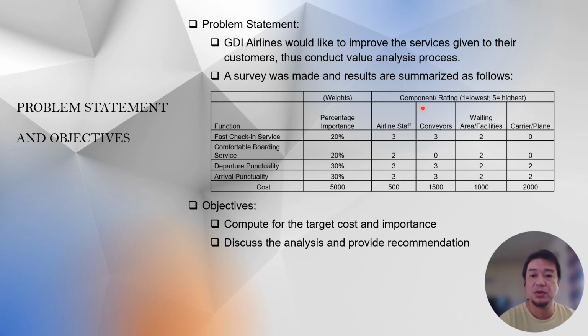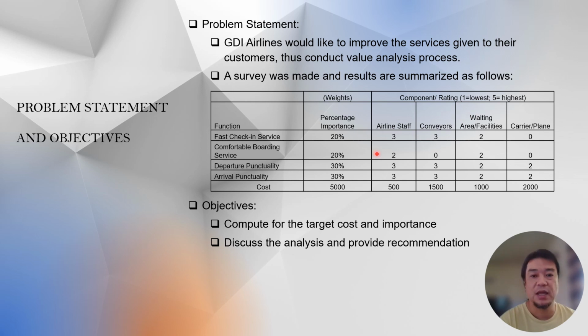So you have four components, which are airline staff, conveyors, waiting area facilities, and carrier plane. And you also have the functions, which are fast check-in service, comfortable boarding service, departure punctuality, and arrival punctuality. Each component has its own distribution of the cost, which totals 5,000. The breakdown is 500, 1,500, 1,000, and 2,000 among the airline staff, conveyors, waiting area facilities, and carrier plane.